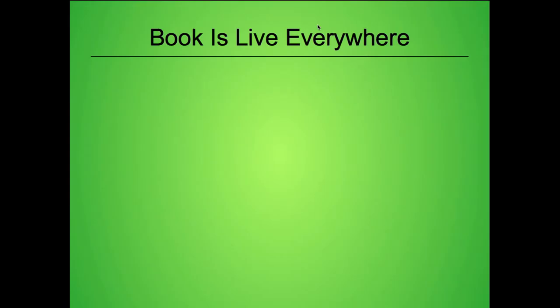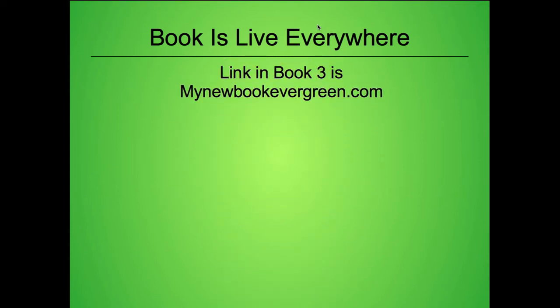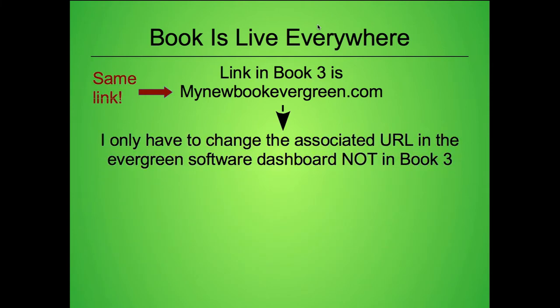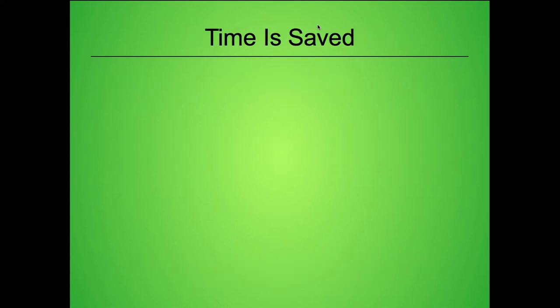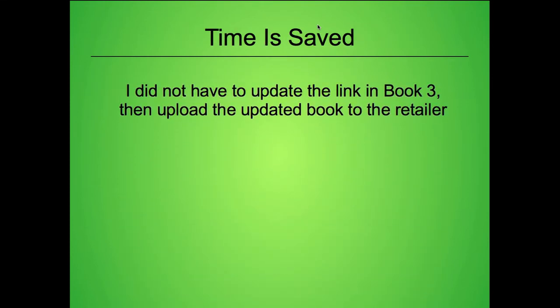Once the book becomes live everywhere, I don't change the link in book 3. It's still going to be mynewbookevergreen.com. But in this case, what I do is I go into the dashboard for whatever service I'm using to create the evergreen link, and I just change the associated URL in that software. I don't actually have to go into book 3 and update it. The reader clicks the link, and now the link takes the reader to the retailer. Time is saved because I did not have to update the link in book 3, then upload the updated book to the retailer.